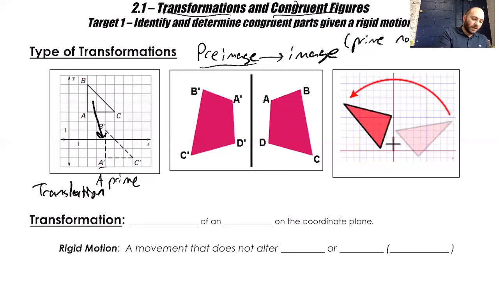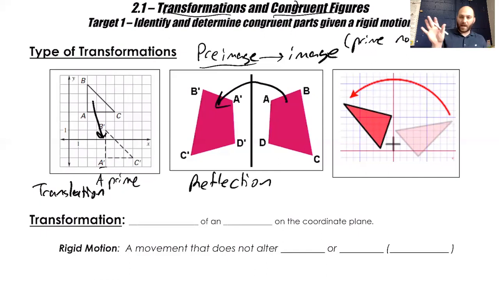In this one, you can see here's the pre-image, and it ends up over here. I bet you can probably figure it out. That's called a reflection. It's a mirror image. And the last one is this one. It's going from here and spins in that quarter of a circle. That is a rotation.